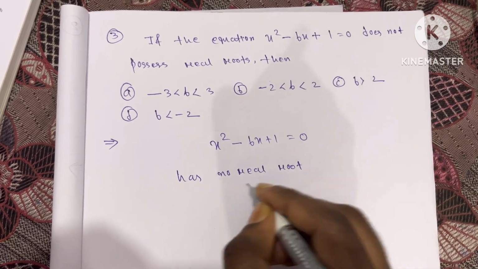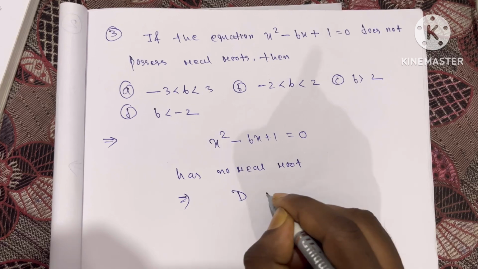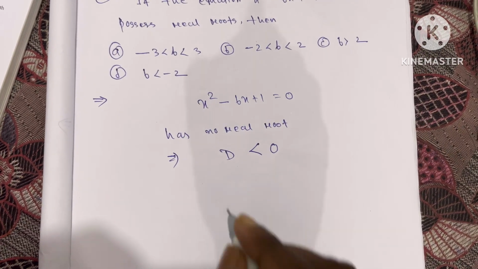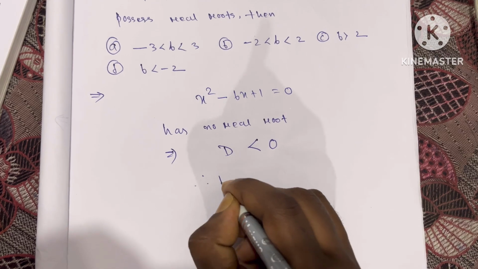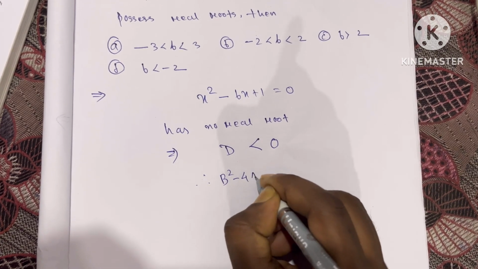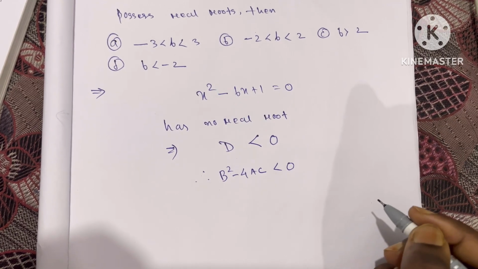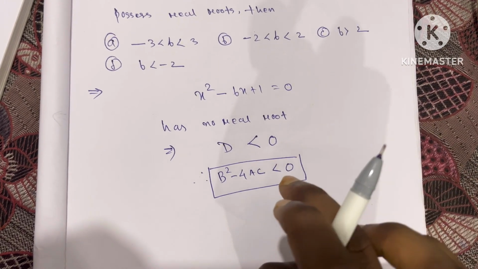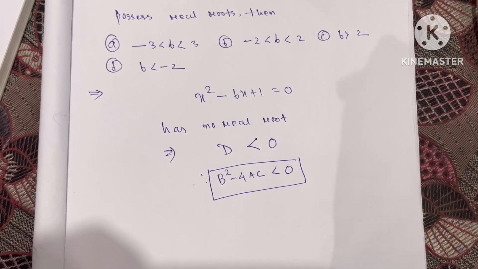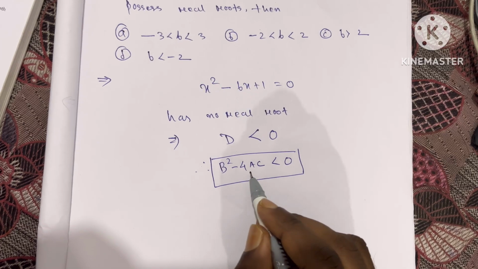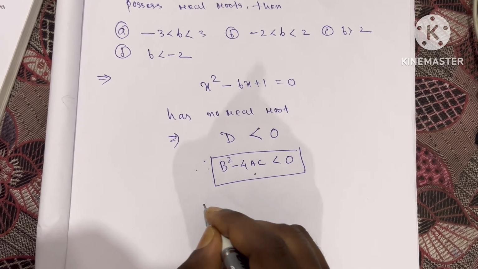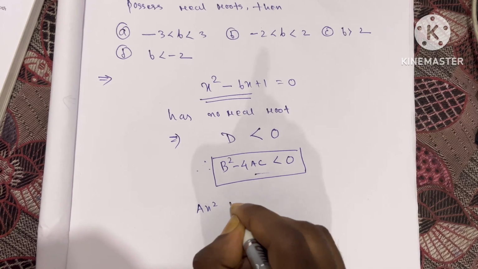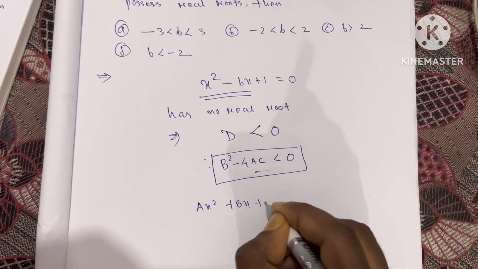So no real root implies the value of the discriminant will be negative. Discriminant will be less than 0. So discriminant less than 0 means b square minus 4ac less than 0. So if you apply this formula here, you will get the answer. For applying this discriminant formula, first you have to compare this equation with ax square plus bx plus c is equal to 0.